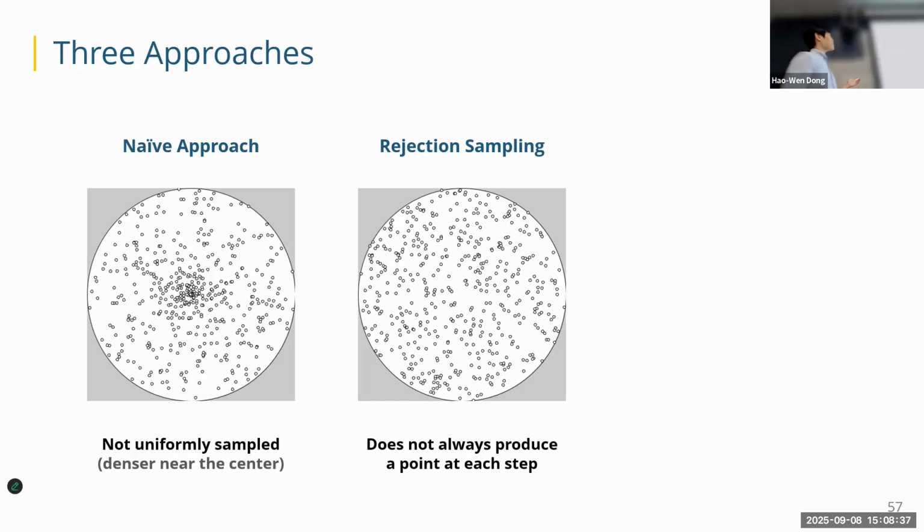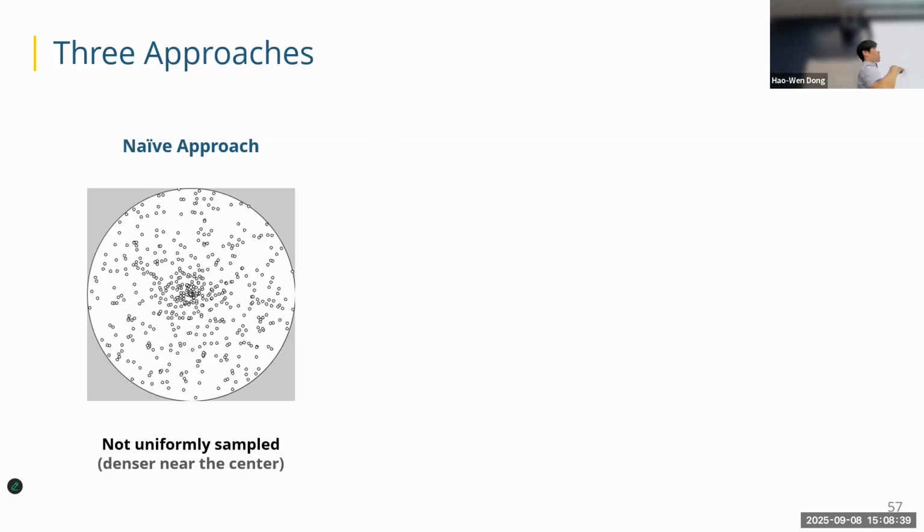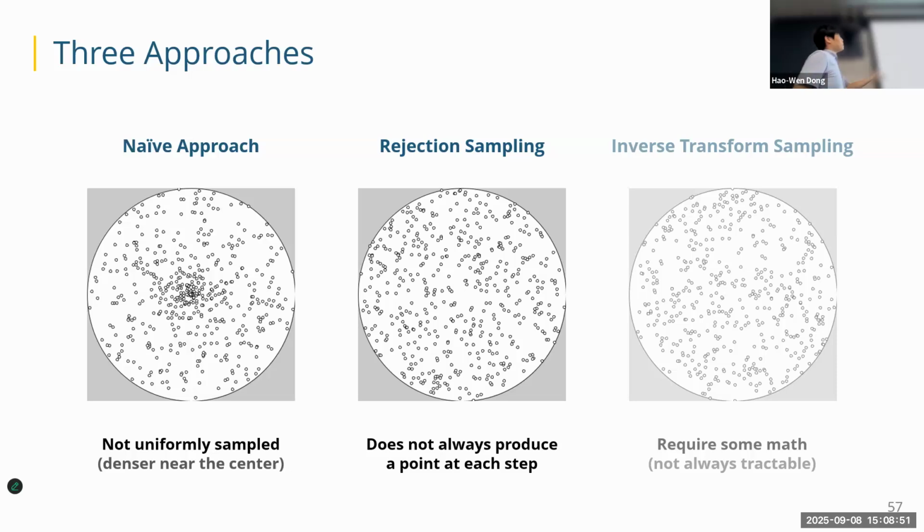And we looked at the naive approach where we use polar coordinates. We sample a random angle and we sample a random radius to place that point. But the downside is that it's not uniformly sampled. It's denser near the center. And the last thing we talked about is inverse transform sampling. Magically, if you just add the square root, everything turns out nicely when you sample the radius. So you want to sample the radius with a square root distribution.